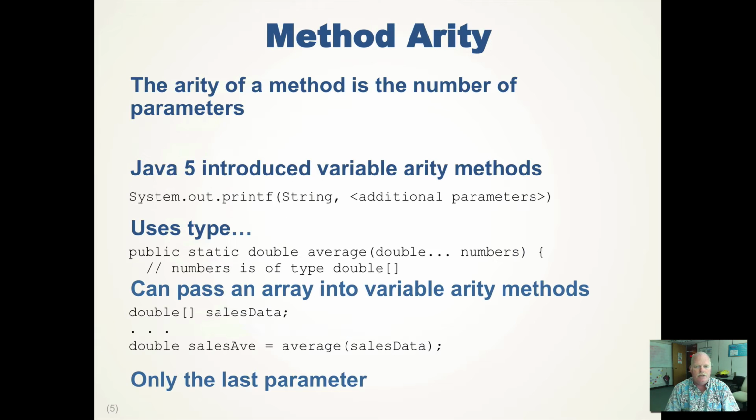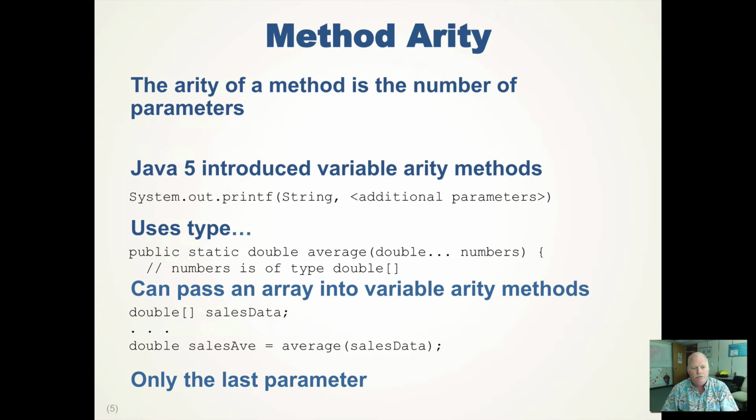The next thing is to talk about the concept of method arity. The arity of a method is simply the number of parameters in that method. In Java 5, which was several years ago, they introduced the concept of a variable arity method, meaning that you can say, I don't know in advance how many parameters this method's going to have.